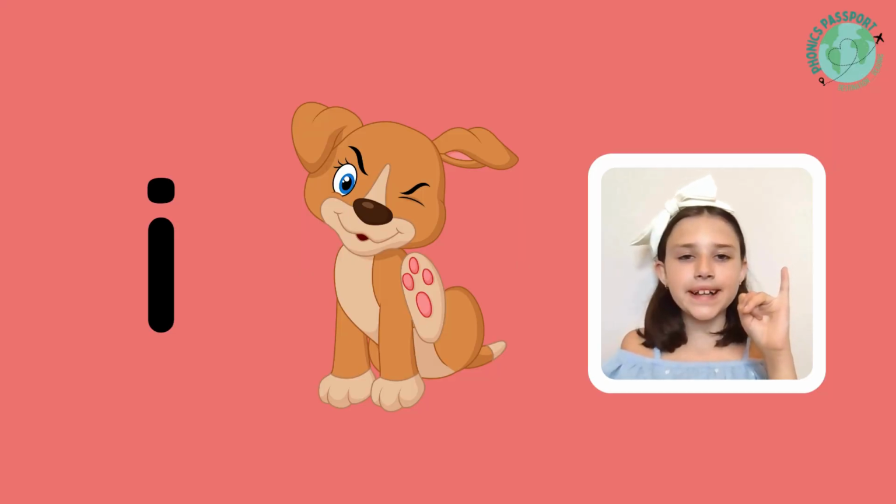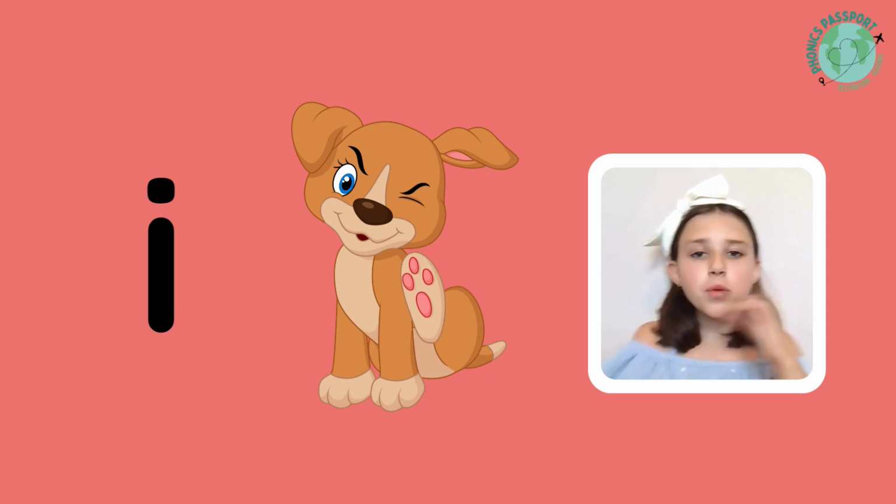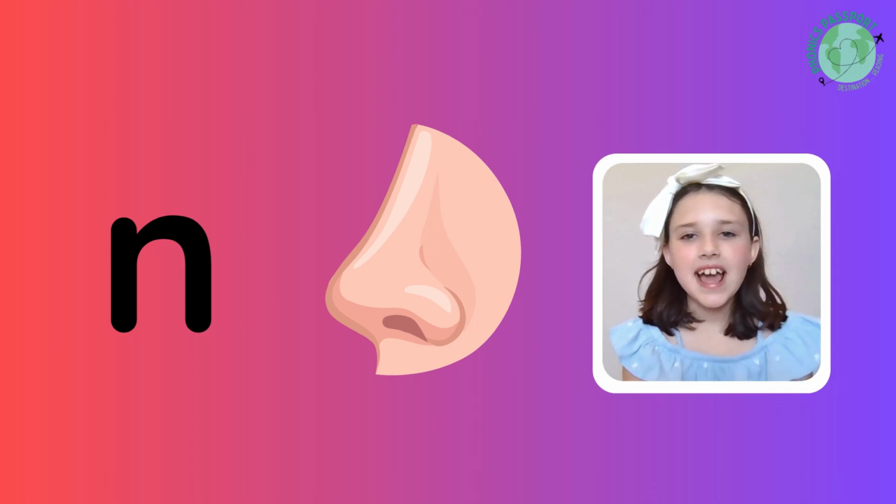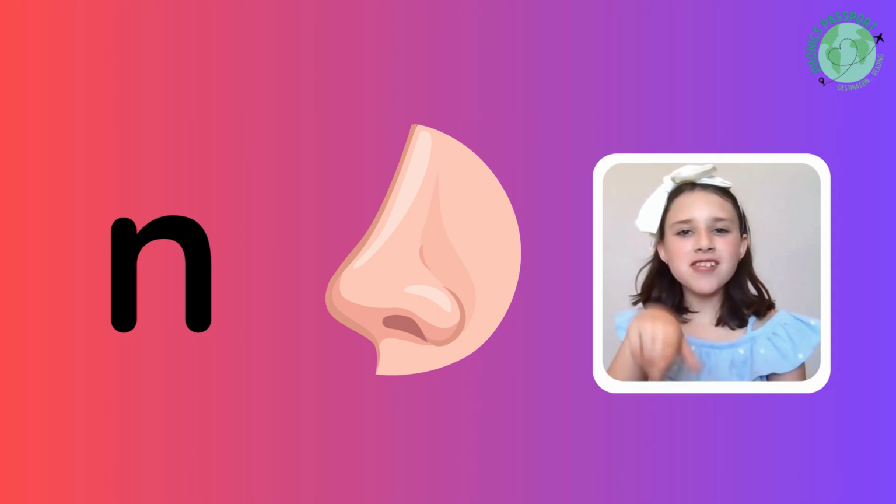The I spells i. Every letter has a sound. The I spells i, like the beginning of the word itch. N spells n, like the beginning of the word nose. Watch me. Now you try.